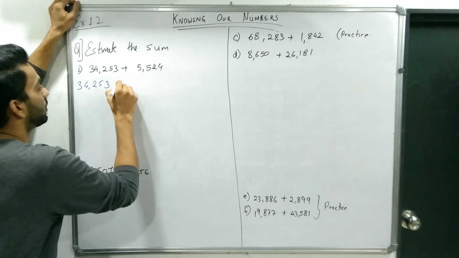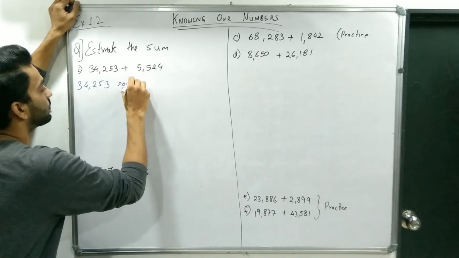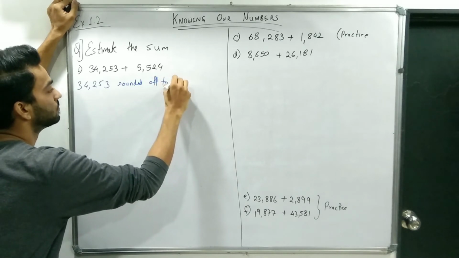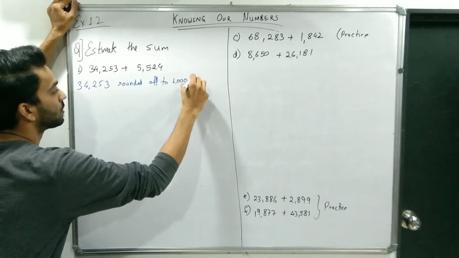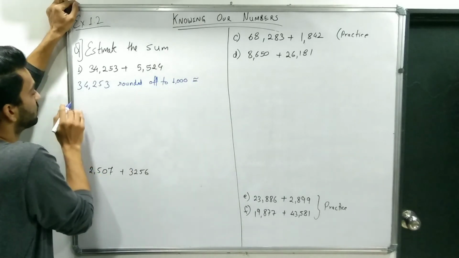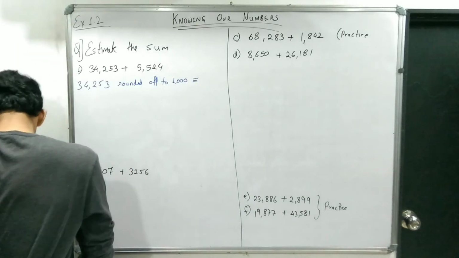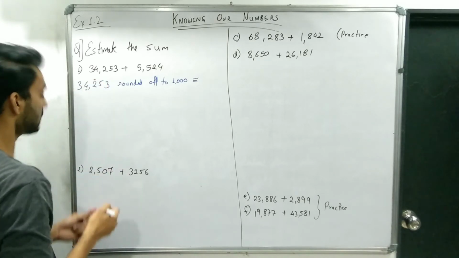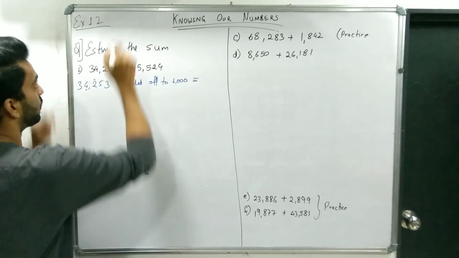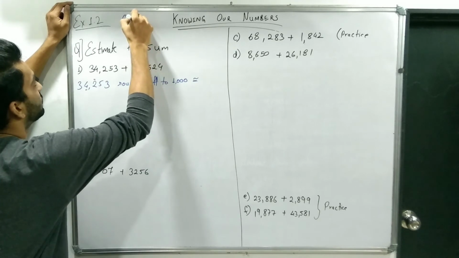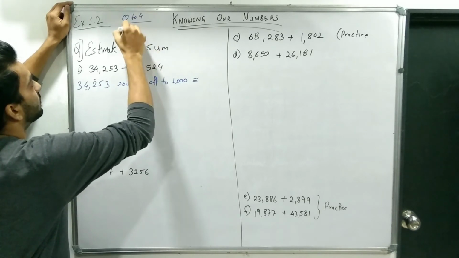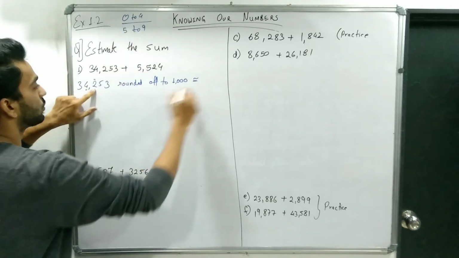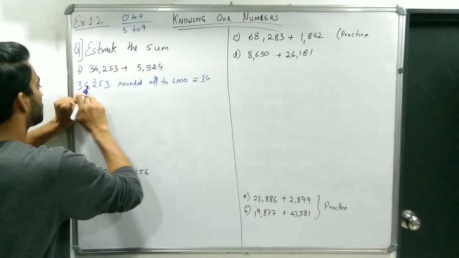So this will be rounded off to 1000. Now we are rounding off to the thousands place. The thousands place is this, the next digit is this, which is in the first group. If you want, write the groups here. So this is in the first group, so there will be no change in this digit.